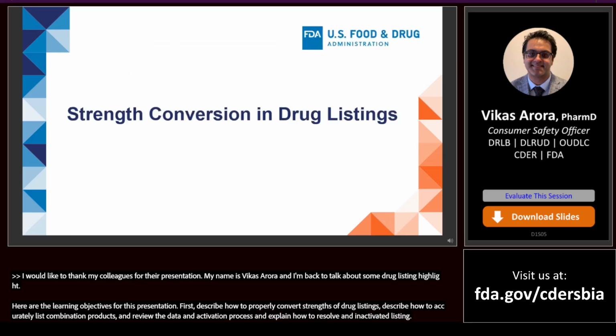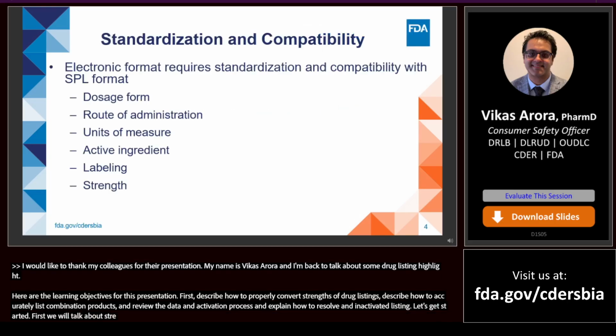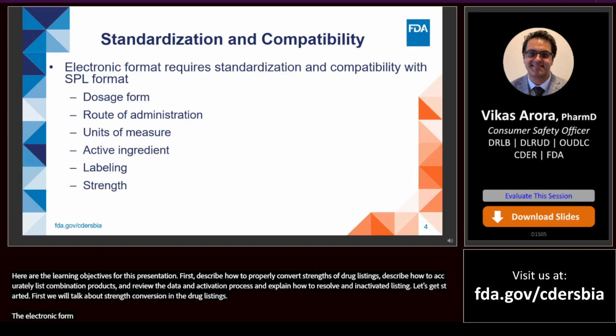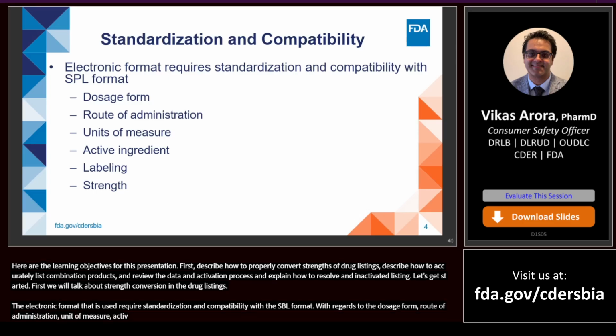So let's get started. First, we're going to talk about strength conversion in the drug listings. The electronic format that is used requires standardization and compatibility with the SPL format. And this is it with regards to the dosage form, the route of administration, the unit of measure, the active ingredient, the labeling, and the strength, which is what we're going to talk about.